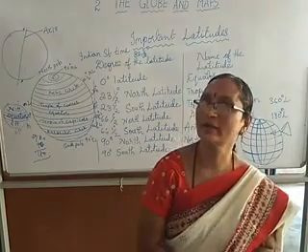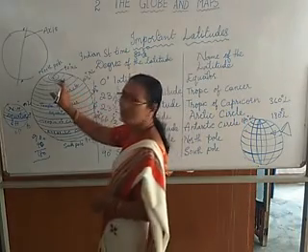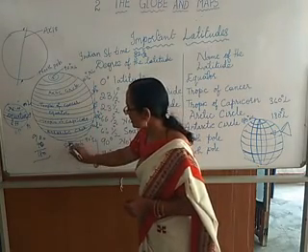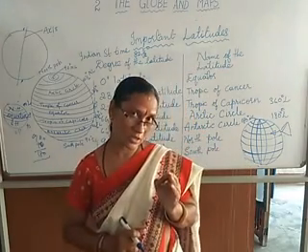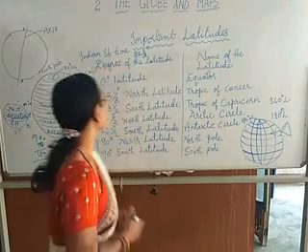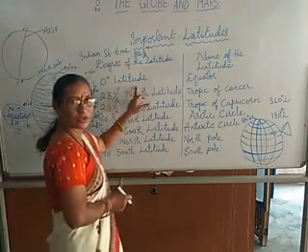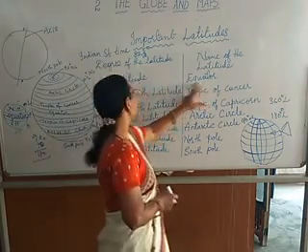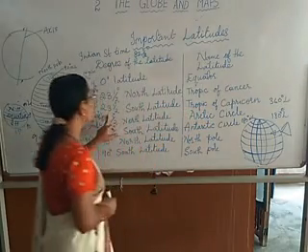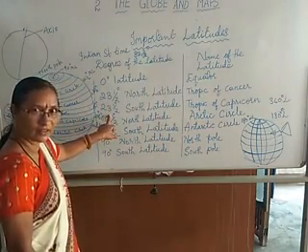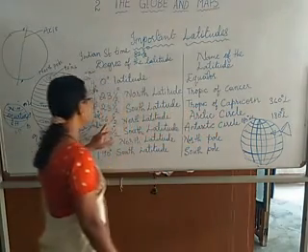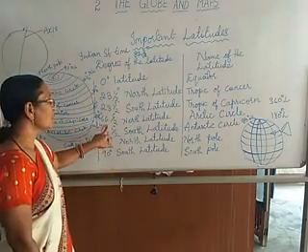Once again, we will recap these important latitudes. 0 degree latitude is called the equator. 23.5 degree north latitude is called the Tropic of Cancer. 23.5 degree south latitude is called the Tropic of Capricorn. 66.5 degree north latitude is called the Arctic Circle. 66.5 degree south latitude is called the Antarctic Circle. 90 degree north latitude is called the North Pole, and 90 degree south latitude is called the South Pole.